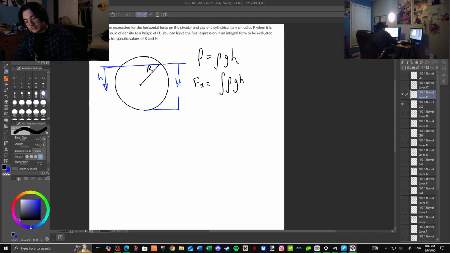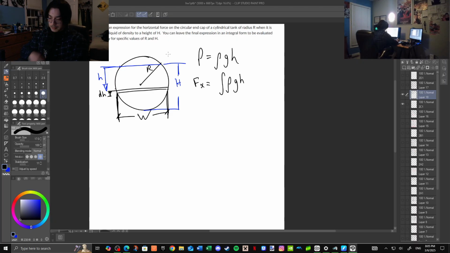And so at these little slices, we're going to be taking that area. The area of these little slices would be equal to the width times its height, and we'll call that height dh. So we need to find a way to represent this width at different values of little h.